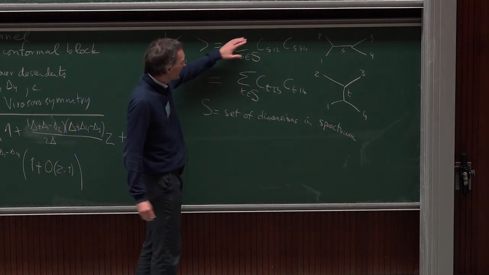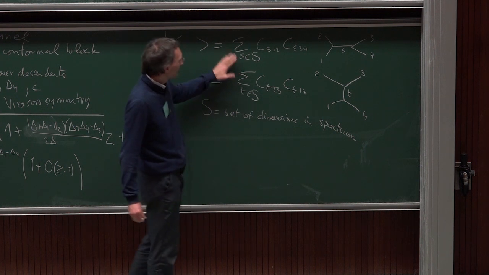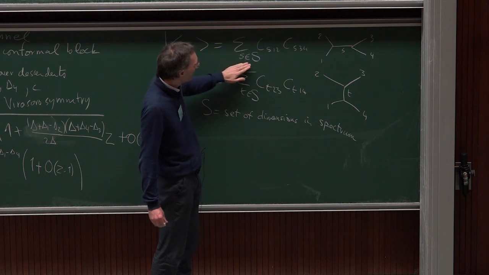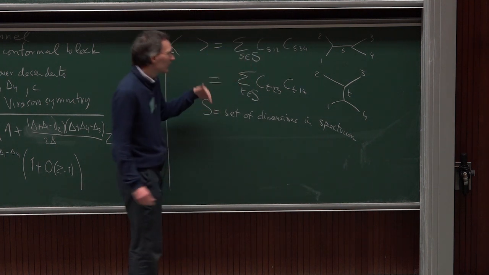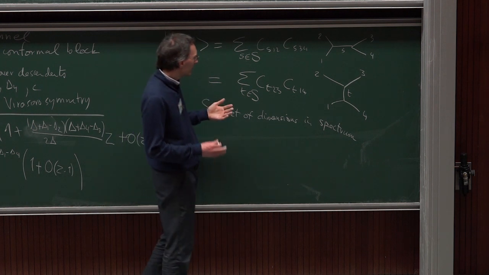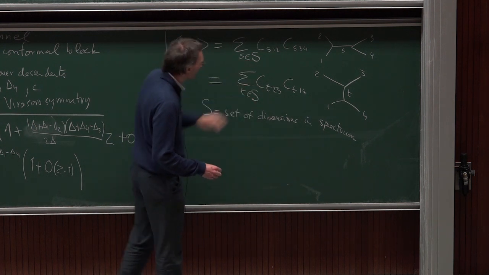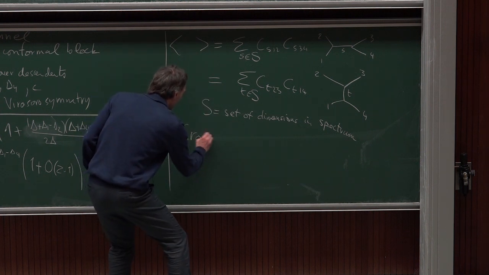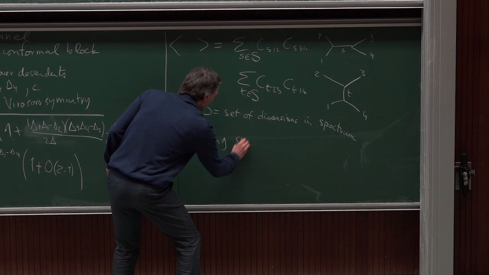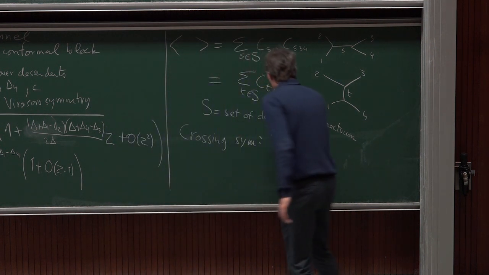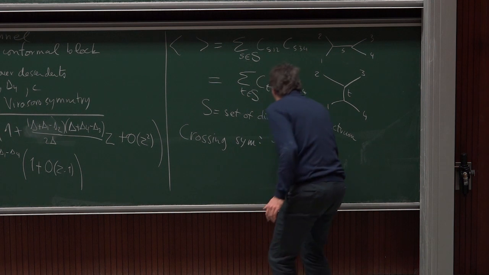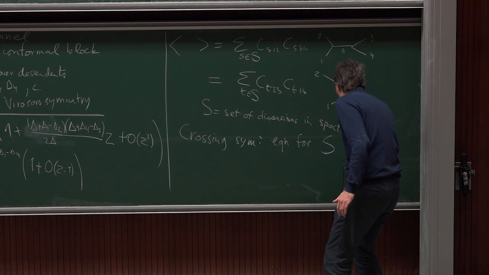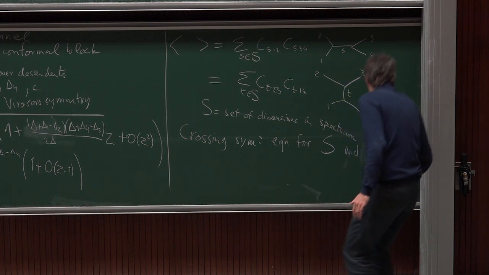And we have this equality, which now you can view as a nonlinear equation for the structure constants. Well, that's assuming you know the spectrum. Or you can view it as a constraint for both the spectrum and the structure constant C. So that's called crossing symmetry, this equation. So it's an equation for the spectrum S and the 3-point structure constant C.